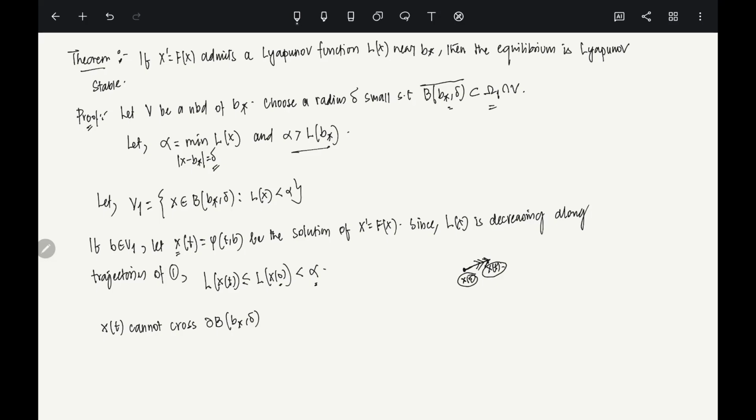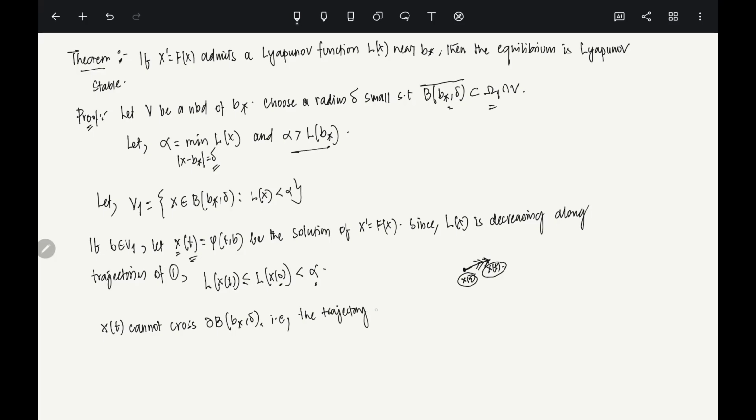So if it crosses somewhere, if it touches that wall, at that point it has the value of L greater than or equal to alpha, because the minimum is alpha. But here, for any trajectory x(t), L of x(t) is strictly less than alpha. So what we actually showed is that the trajectory gets trapped inside this ball. If I start with a trajectory, you see, this is some trajectory.